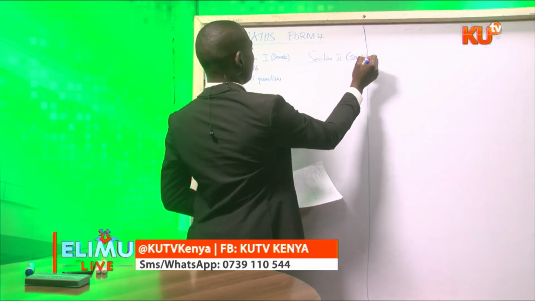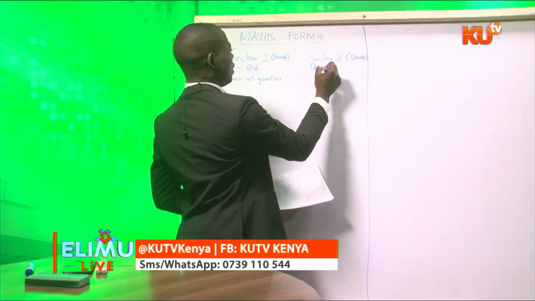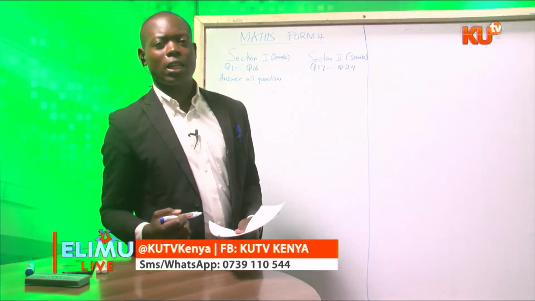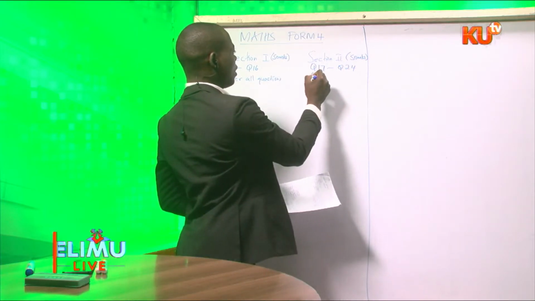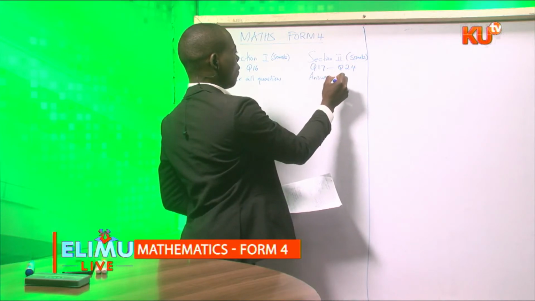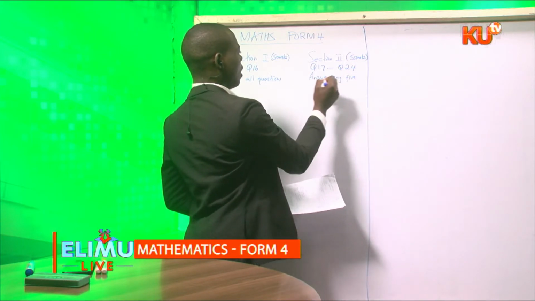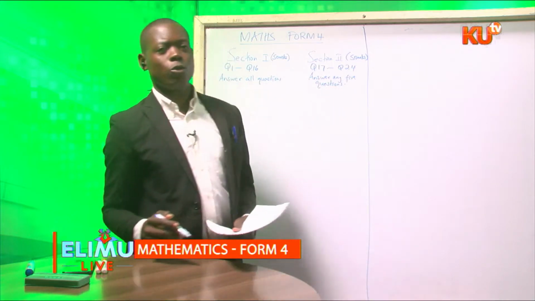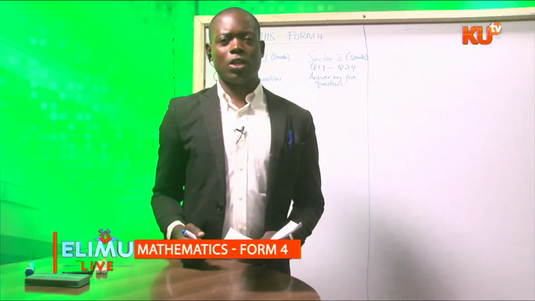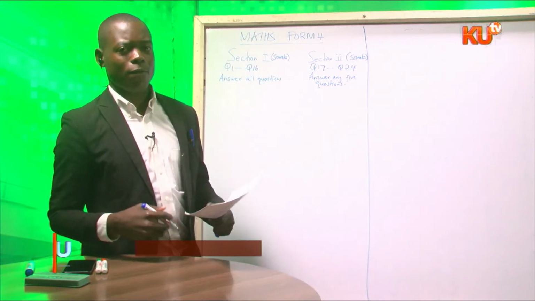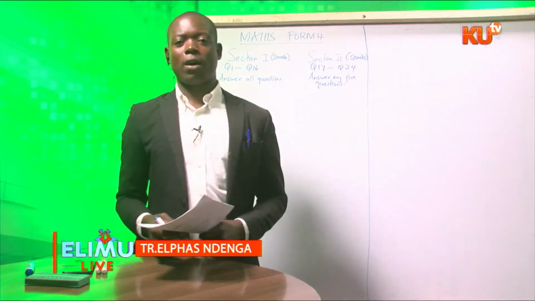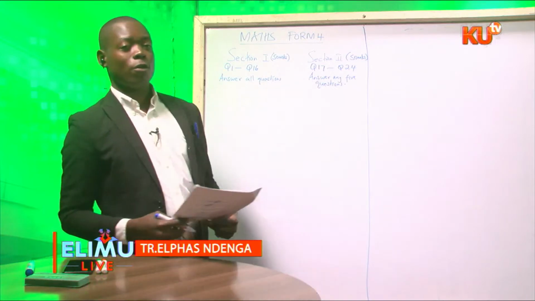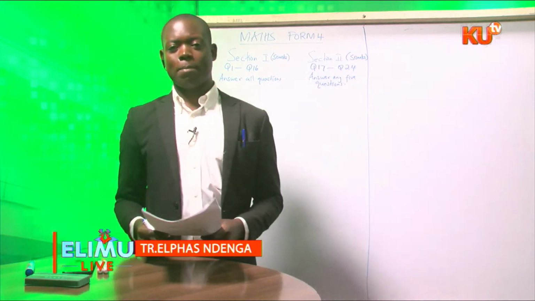Section 2 of this paper, again, contributes 50 marks, from question 17 all the way to question 24. But we don't answer all of them. The instructions are we answer any 5 questions. Each of the questions in section 2 has 10 marks. And therefore, when you answer 5, you'll have answered a maximum of 50 marks. And so 50 plus 50, then your final score will be 100 marks.